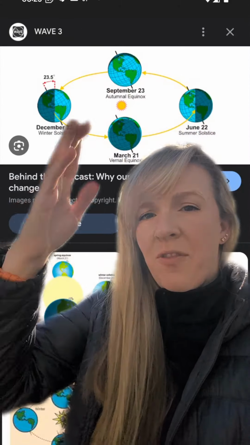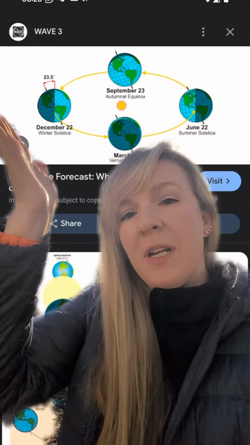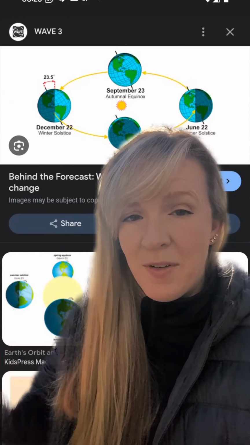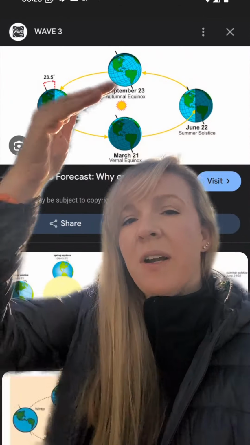So if we have the sun shining mostly on the southern hemisphere because we're tilted away, that is our winter here in the northern hemisphere. That is summer for the southern hemisphere. It is the opposite. Our summertime is winter for the southern hemisphere.